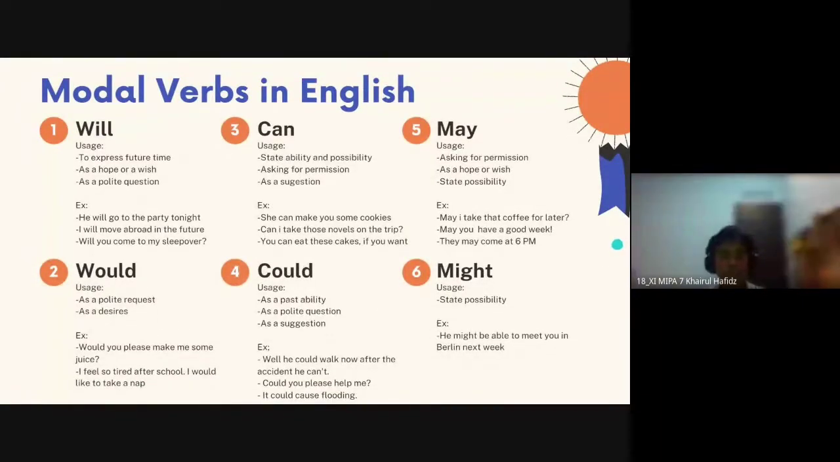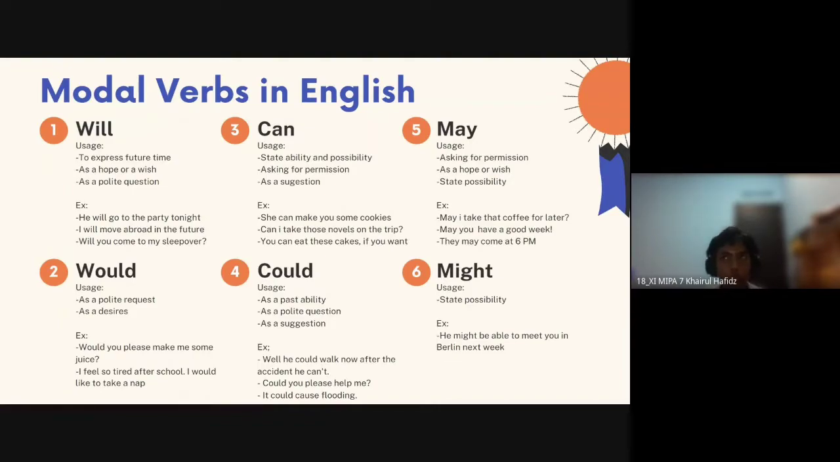Modal verbs in English. 1. Will. The usage of will is to express future time, as a hope or a wish, and as a polite question. Example: he will go to the party tonight. I will move abroad in the future. Will you come to my sleepover?